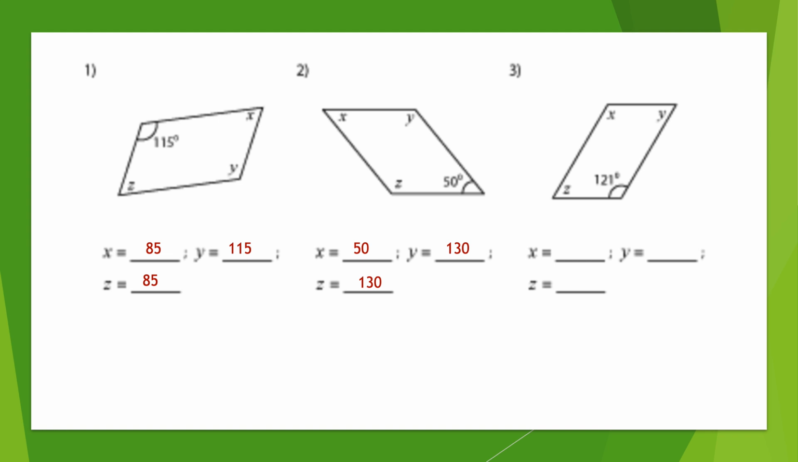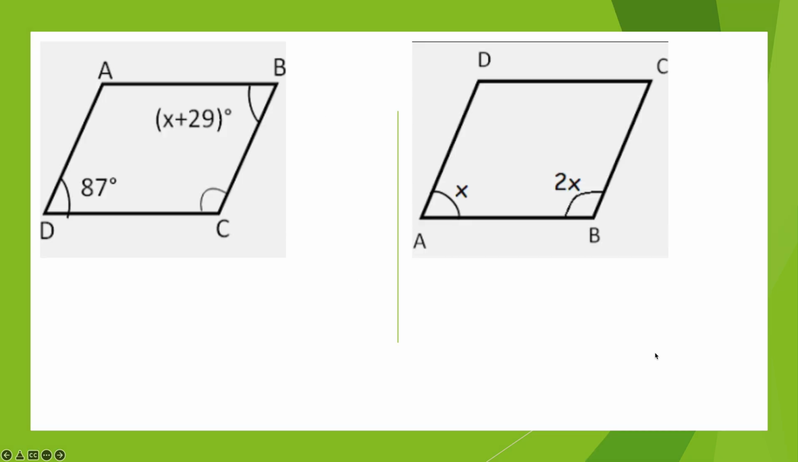Okay, number 3, go ahead. Okay, because X is opposite the 121, X has to be 121. And Y is supplementary to the 121, which means it is 59 degrees. And Z is opposite Y, so it's also 59, or supplementary to 121, any way you want to look at it. Now, these are all just quick arithmetic operations and calculations.